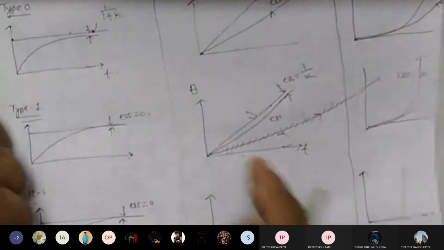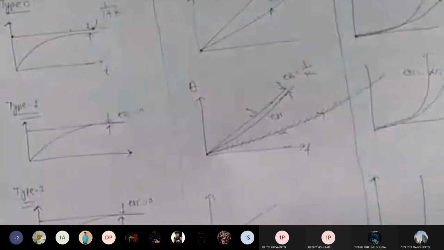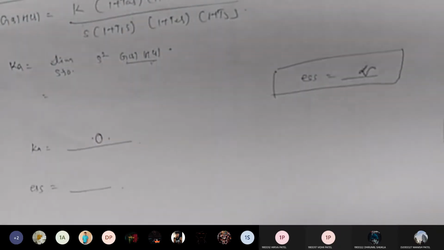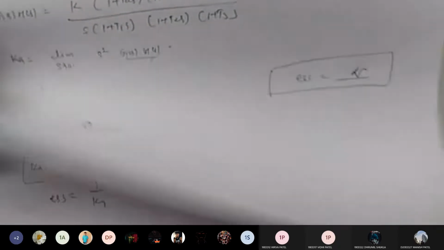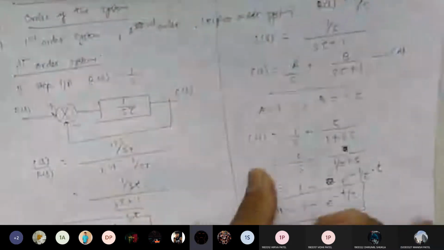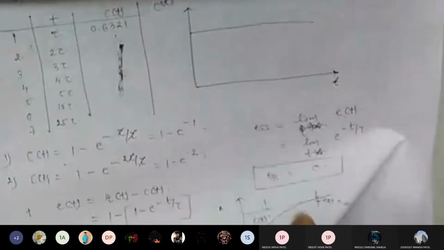Done. So the graph, maybe you have drawn like this. And before that, maybe I have given you the tabular representation also. Have you completed it? Tabular representation? Yes, sir.